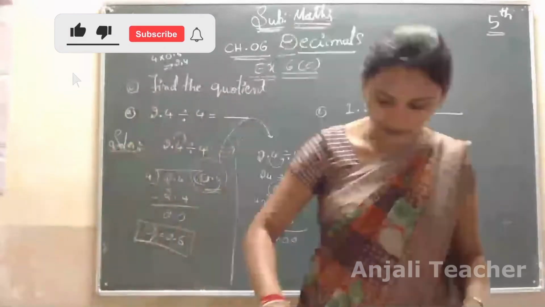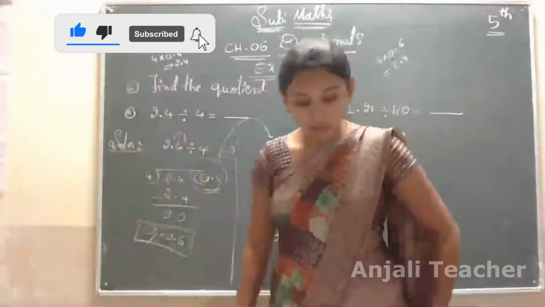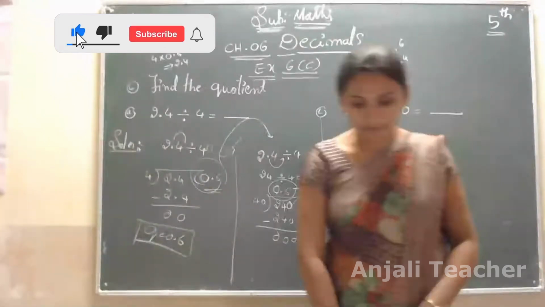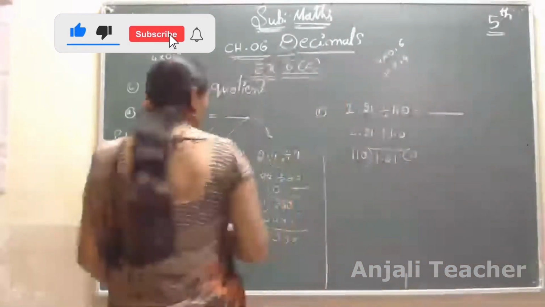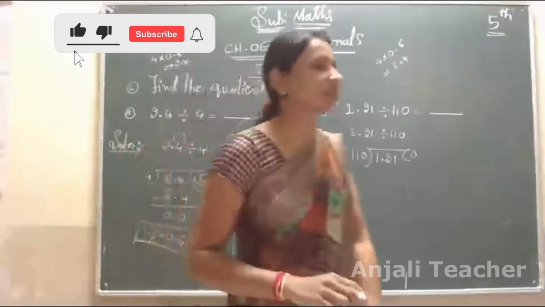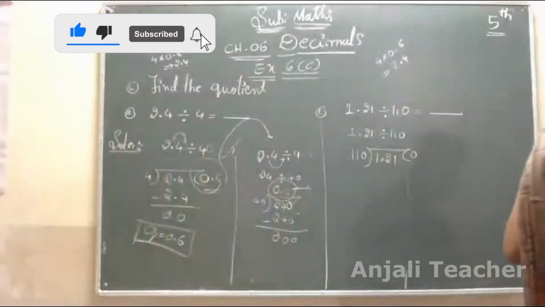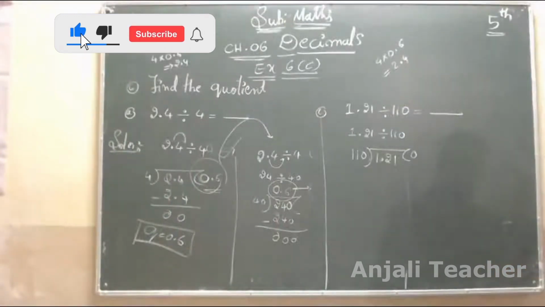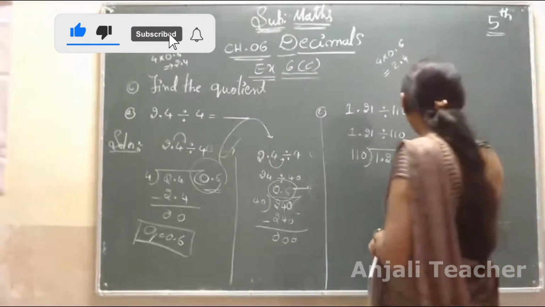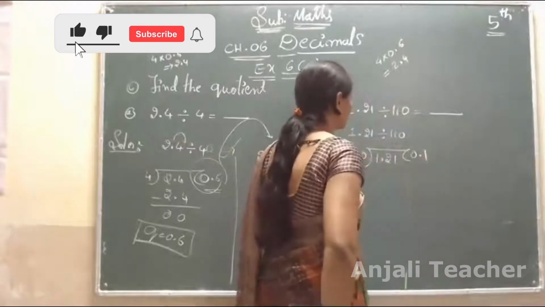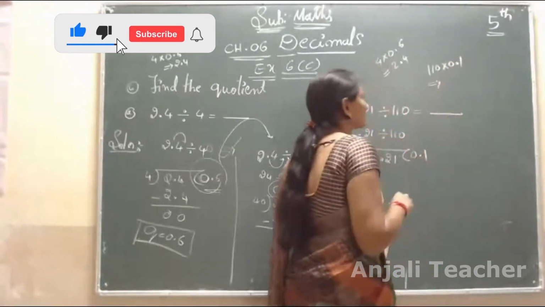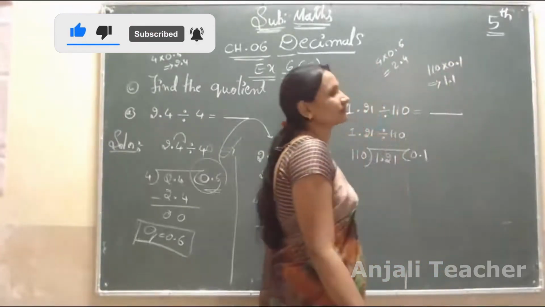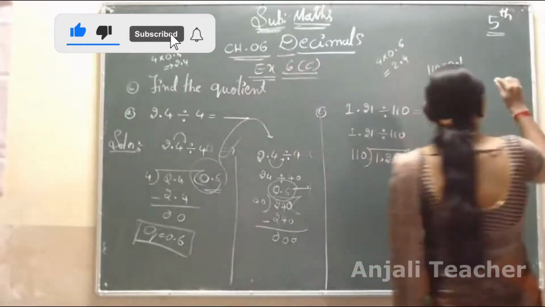Dividend means, can you observe this question? First, students, how to write it? 11 into 0, you have to write zeros for that. Students, see this question. Next, you take the zeros, and the point you have to write on one side. So 110 into 0.1, what is the value? That is 1.1. You have to multiply that.